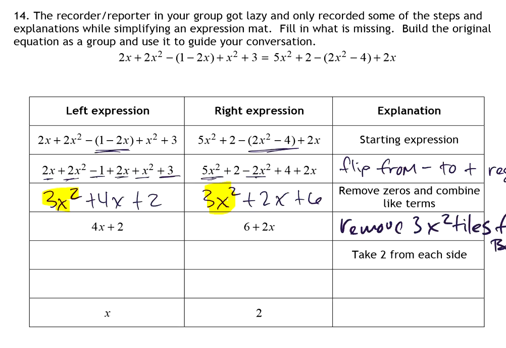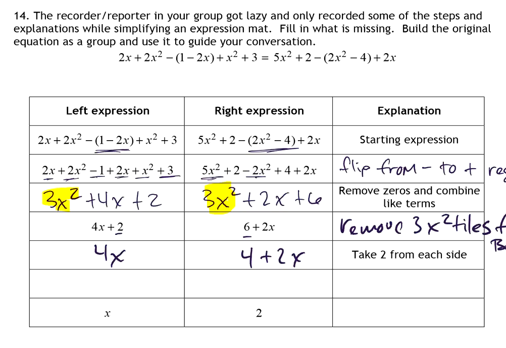Okay, next it says take away 2 from each side, not 2 x's, take away 2. Well, if I take away 2 here, I'm left with just 4x. And if I take away 2 here, that would give me a 4 plus 2x, right? Because 6 minus 2 is 4.